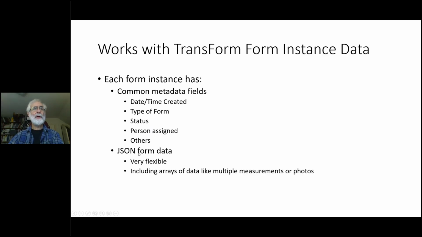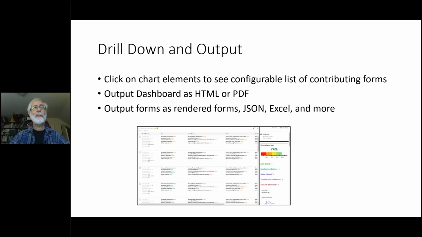But in addition, there's the form data, which is in essence JSON. It's a JSON data, which makes up the main data of a form instance. Really flexible. It has data values, usually strings, and there are text values, and you can have arrays of data. So you could have multiple measurements or multiple photos together with information about the photos. And anybody who has seen TransForm knows about that. And if you haven't seen TransForm, well, you'll see some samples in a minute.